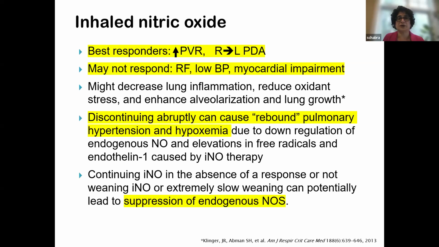And the best responders to inhaled nitric oxide are those with increased pulmonary vascular resistance and right to left flow through the PDA. As we said, if you have renal failure, low blood pressure, or myocardial impairment, they may not respond to nitric oxide. Discontinuing abruptly can cause rebound pulmonary hypertension and hypoxemia. And so we go from 20 to 15 to 10, and then 5, and then we go a little slow after that.